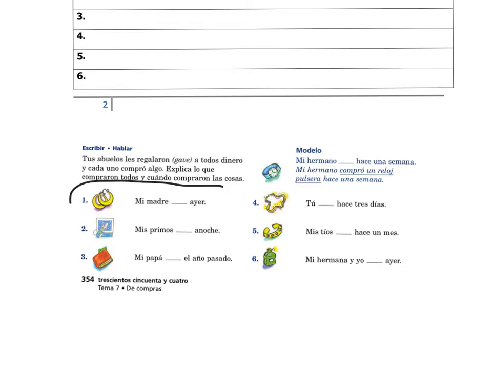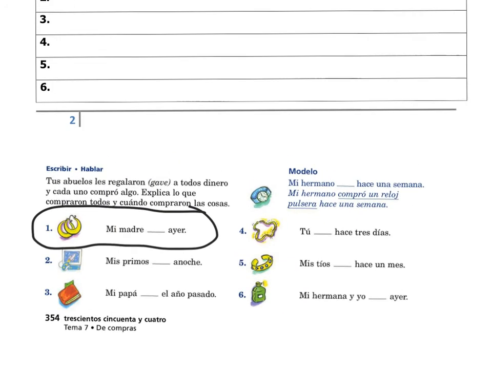So I'm circling what we're doing, okay? We have mi madre blank ayer. So my mom something, and we just talked about how ayer means yesterday. What we're doing is practicing using one verb, the verb comprar. Comprar means to buy. So we're going to say what the person or people bought yesterday or last night, last year, whenever the time frame is.